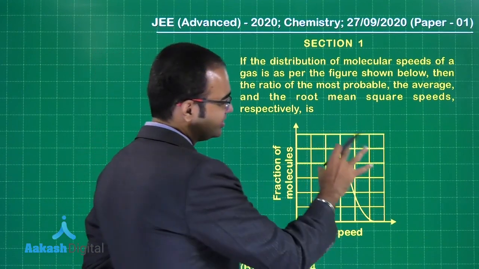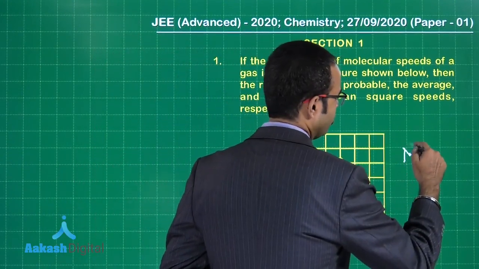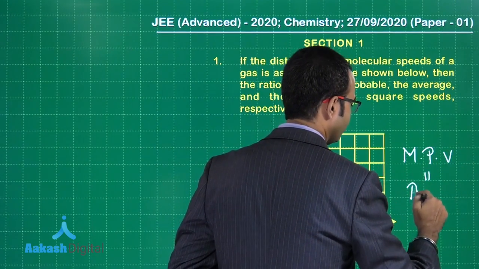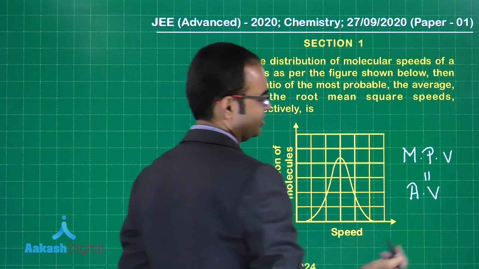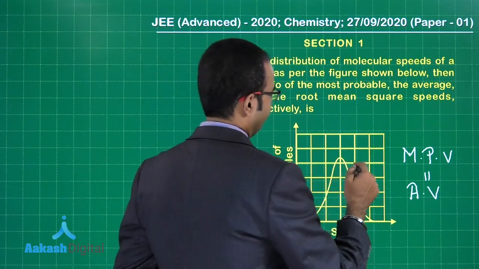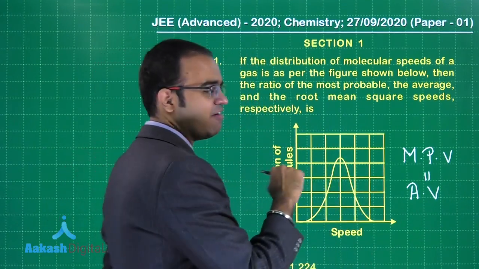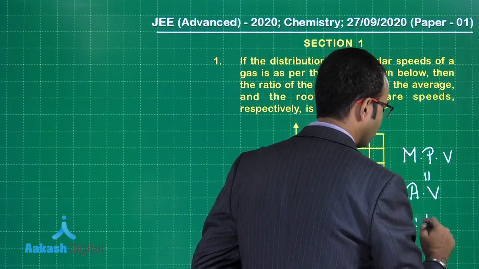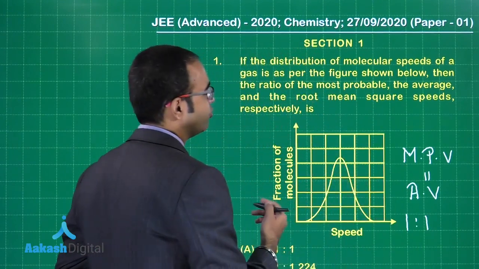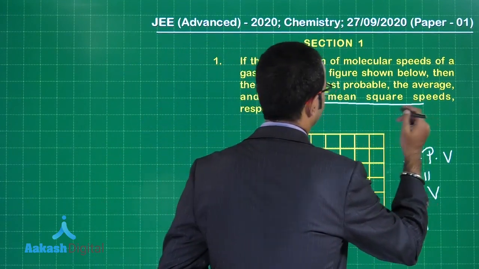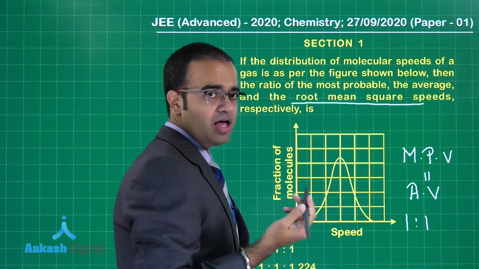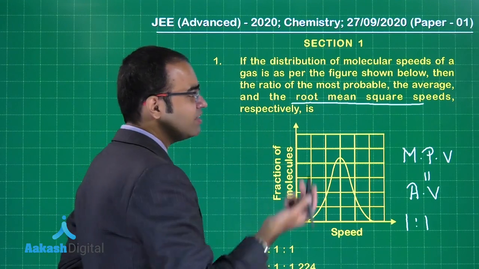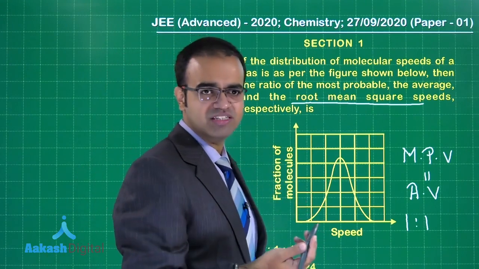Now if you look at this graph, it's a symmetrical graph. So your most probable velocity or speed will be equal to the average velocity, right? So the ratio of your most probable and average velocity will be 1:1. Now looking at the root mean square velocity, this is the square root of the average of the squares, right? So this will obviously be higher than both the velocities, right?